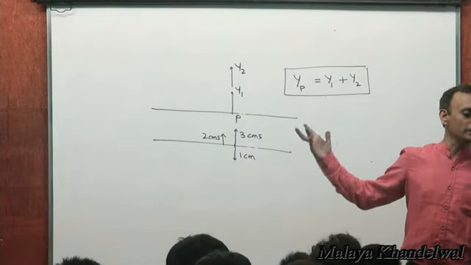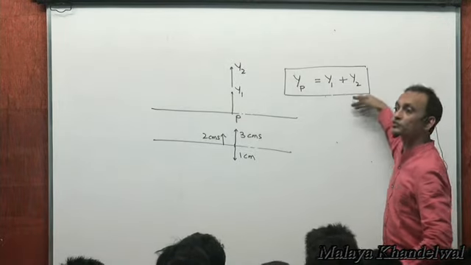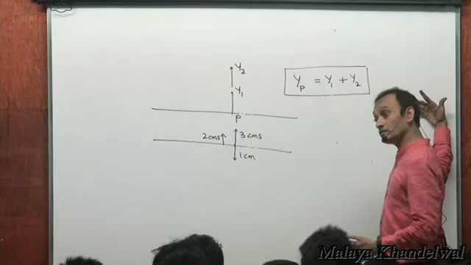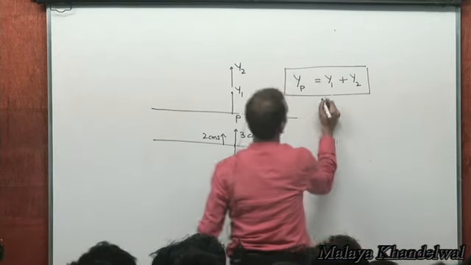It's applicable for n disturbances. If there were n disturbances, it would be y1 plus y2 plus y3 plus up to yn. That's the principle of superimposition. Principle of superimposition.